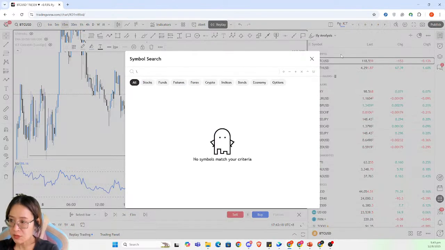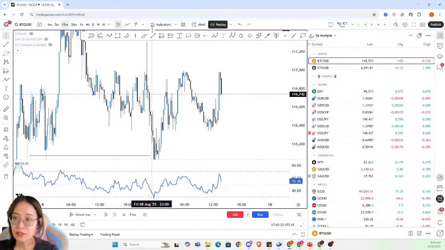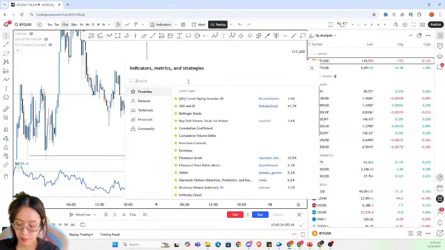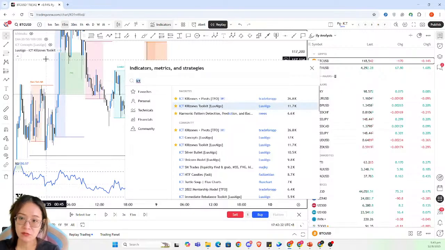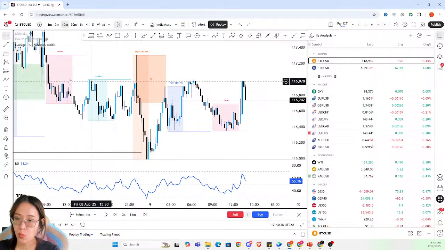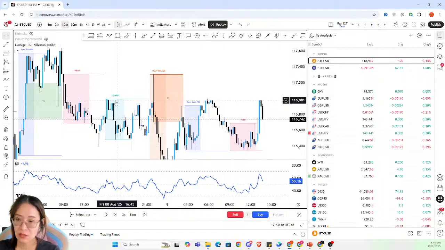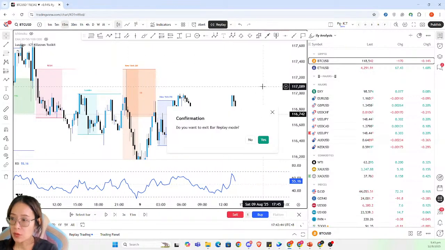Now, I find it quite useful if you want to get the ICT kill zone. For the kill zone, I will pick these two kits here. I think it's quite useful. I will remove this one. Basically they will just show you where the Asia, London or New York session is.